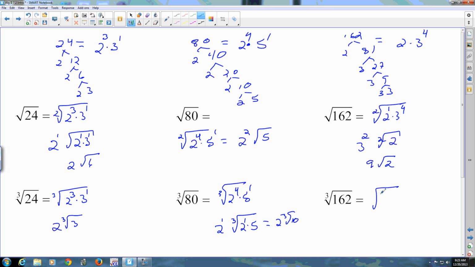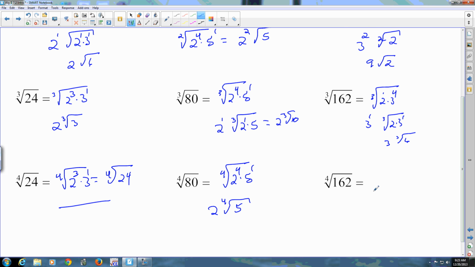The cube root of 162 is 2 times 3 to the 4th. The 2 doesn't have a big enough exponent, so for sure, it's got to stay behind. 3 goes into 4 once with 1 left over. So 3 cube root of 6.